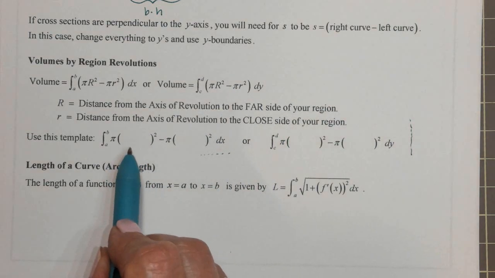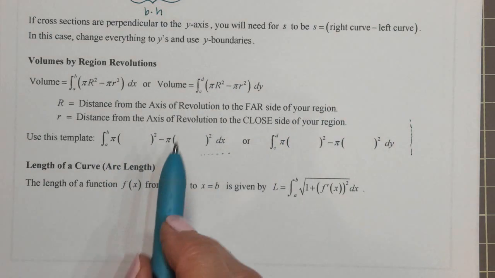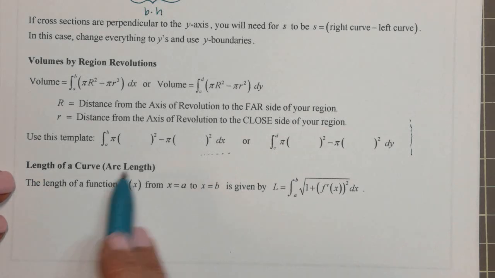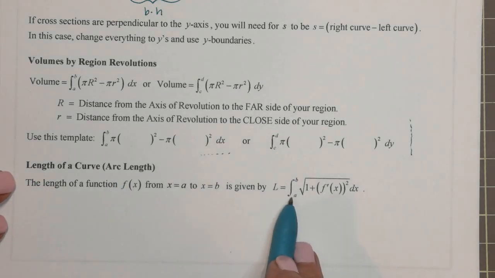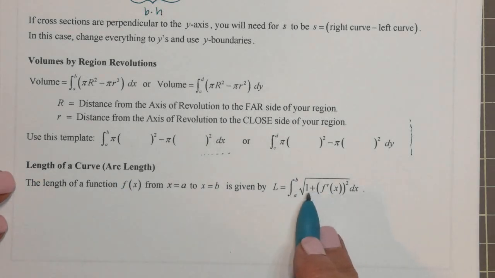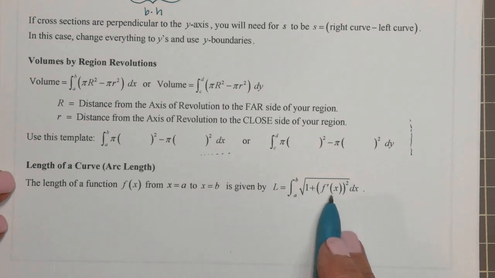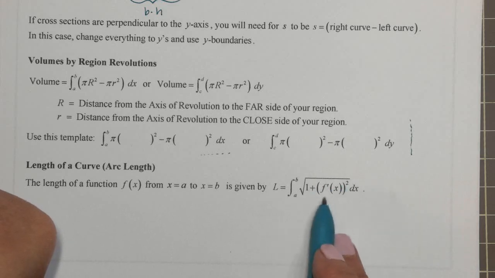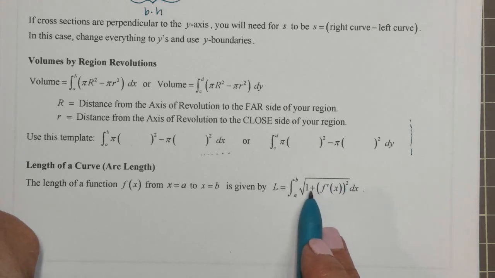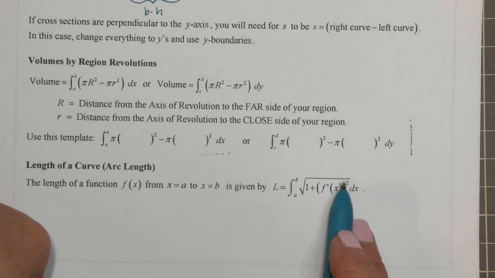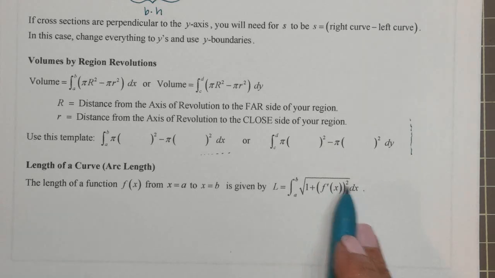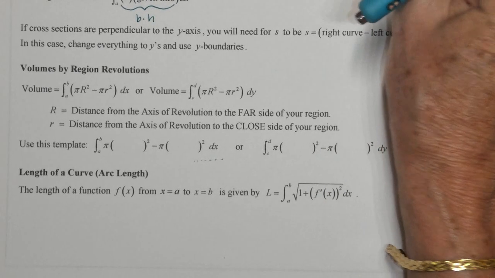All right, and then we'll do a couple of examples on this. But length of a curve is this formula. Length of a curve: integrate. This came from the Pythagorean theorem when we derived it back when I taught you this. So, square root of 1 plus the derivative squared. Okay, let's jump in and do an example.